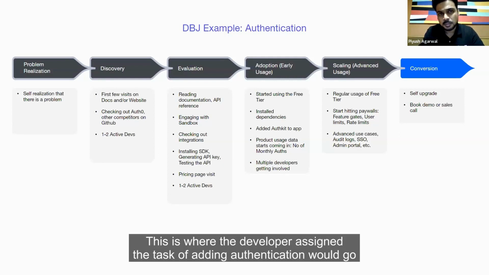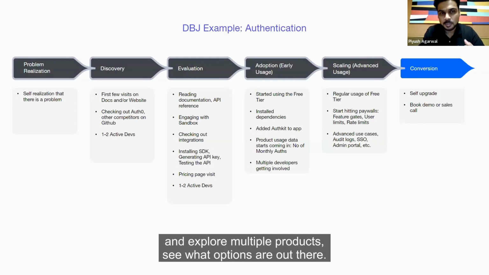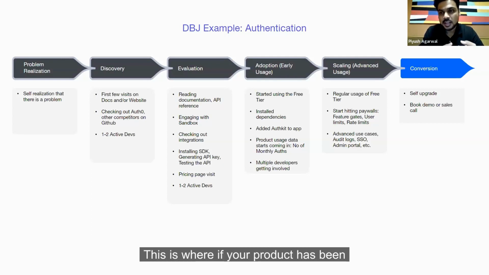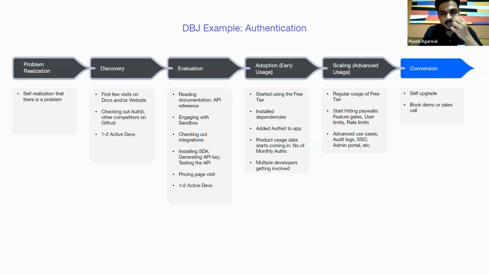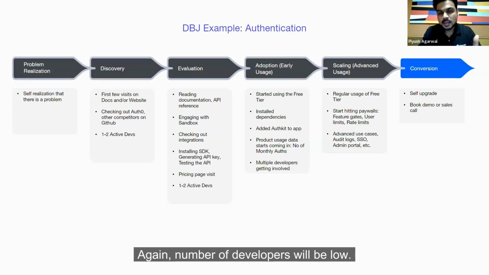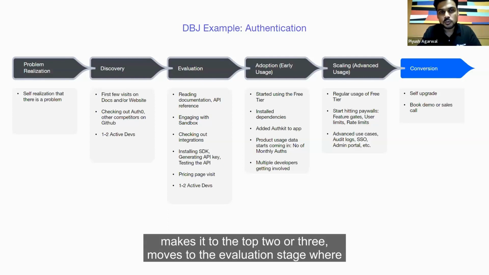And this is where the developer assigned the task of adding authentication would go and explore multiple products, see what options are out there. This is where, if your product has been discovered, you would see the first few visits on the documentation and website. Again, the number of developers will be low. Then if your product makes it to the top 2 or 3, it moves to the evaluation stage where the team starts looking into your product in a lot more detail.